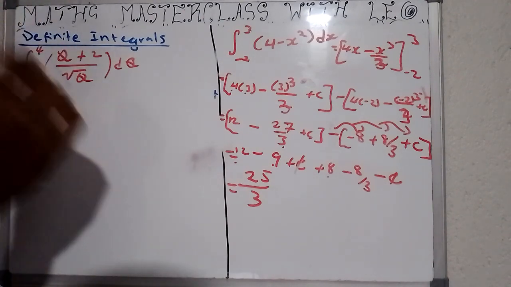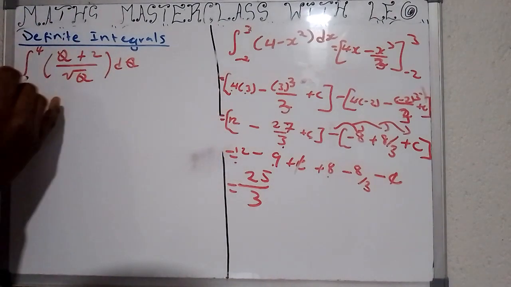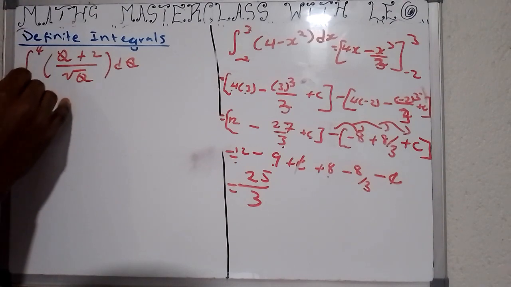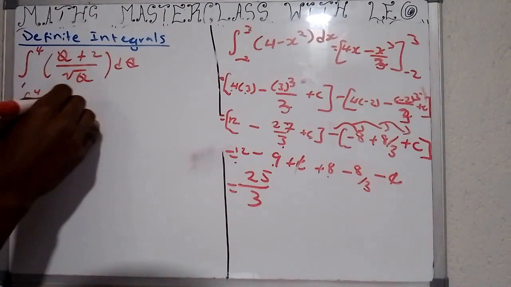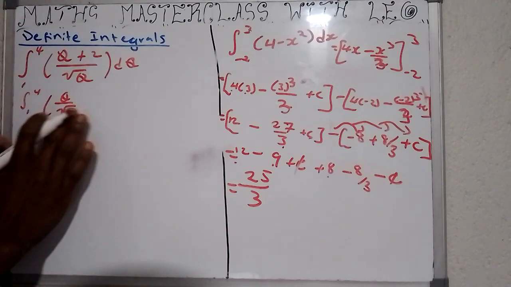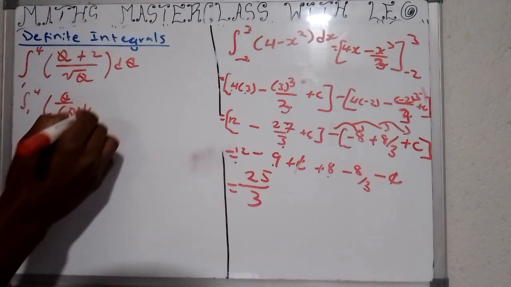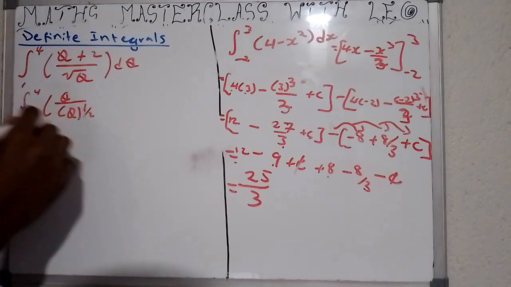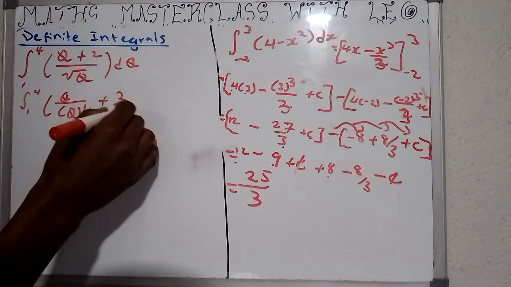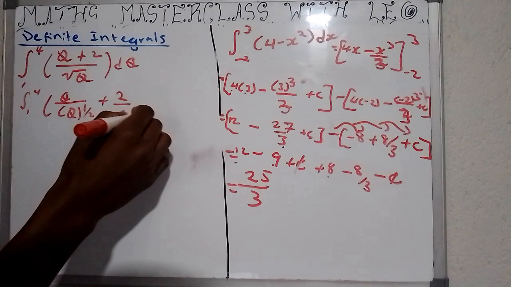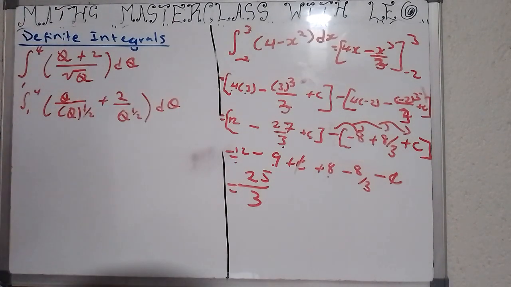But I know, always make sure I don't have a square root on my denominator. So what am I going to do? I'm just going to say the integral from 1 to 4. I have theta divided by square root of theta, which I can change into theta multiplied by 1 over 2, right? I can write it like that, plus 2 over square root of theta multiplied by 1 over 2, right? This is what I have, d theta.